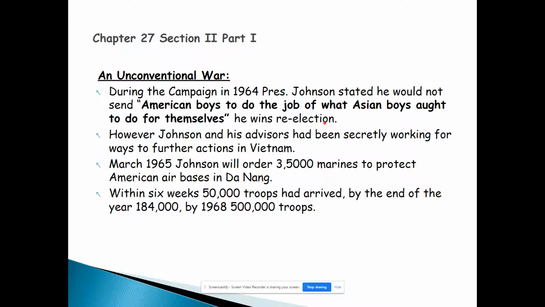He wins re-election. Secretly, him and his advisors had planned on invading Vietnam. In March of 1965, 3,500 Marines will be sent in. Within 6 weeks, 50,000 more. By the end of the year, 184,000. By 1968, 500,000 troops will be in Vietnam. These numbers are crazy: 3,500, 50,000, 184,000, 500,000. Again, without a declaration of war.